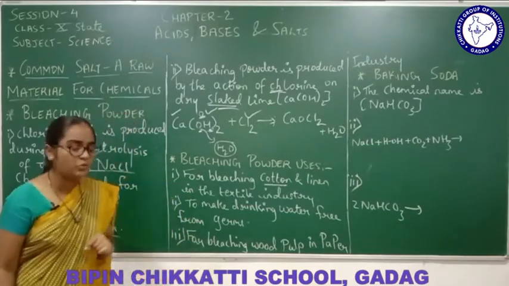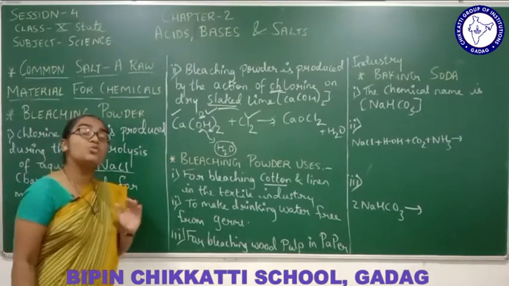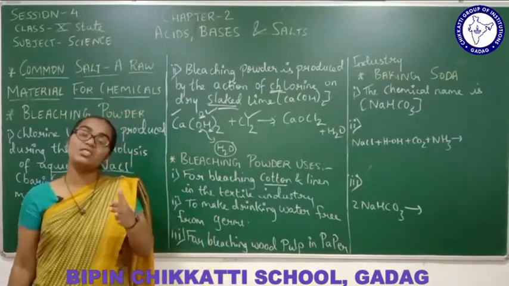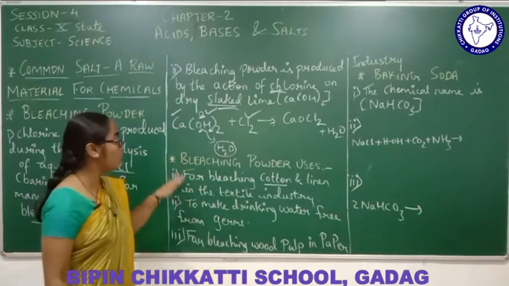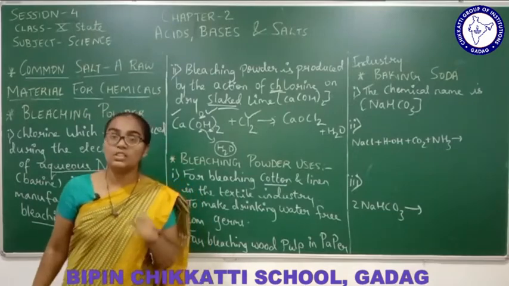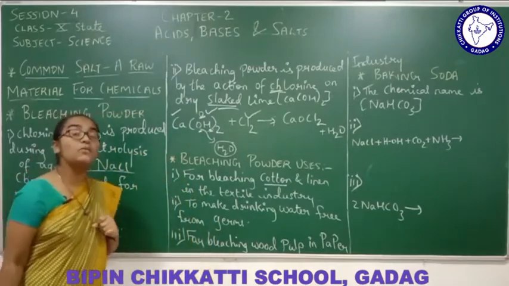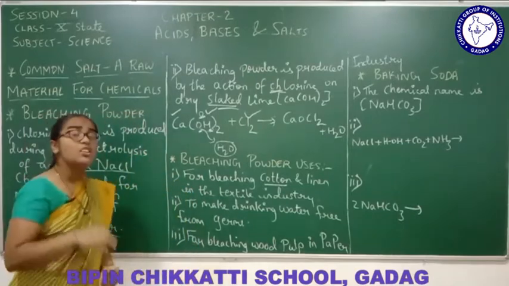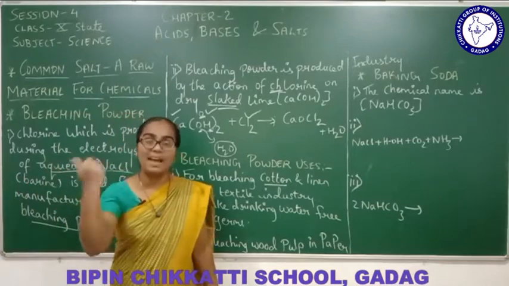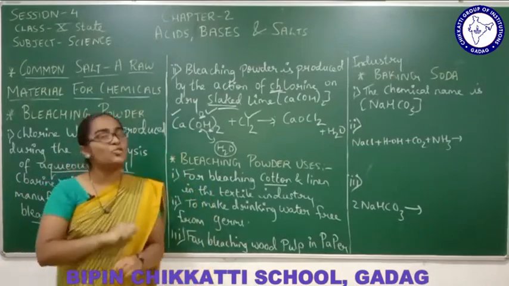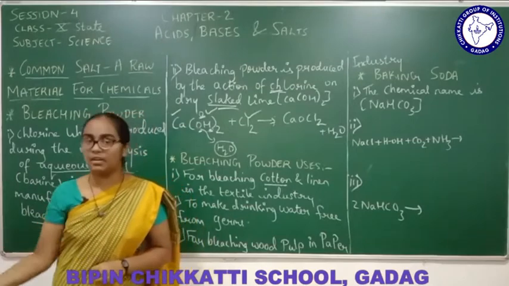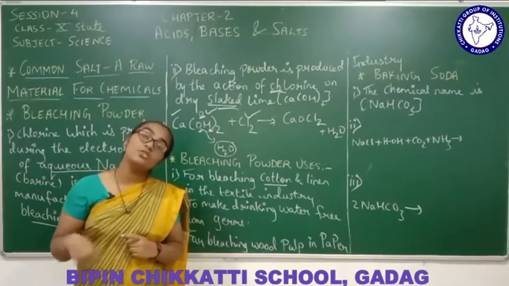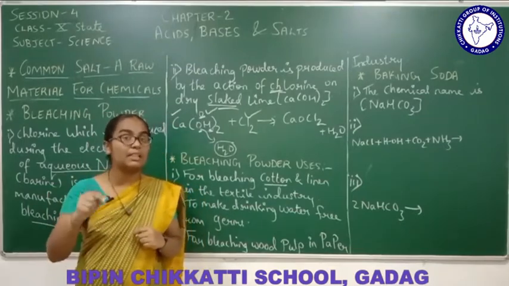And one more use of bleaching powder is that it is used as an oxidizing agent in many chemical industries, right? So these are the uses of bleaching powder. First, it is used for bleaching linen and cotton in the textile industry. Second, to make drinking water free from germs or pathogens. Third, it is used to bleach the wood pulp to recover the paper in the process of paper making, right? Apart from that, it is also used as an oxidizing agent in many chemical industries.